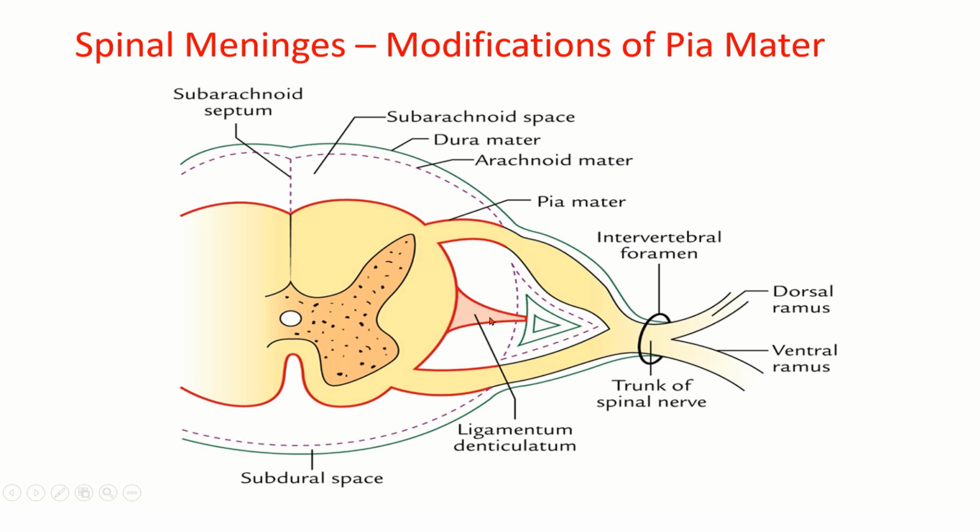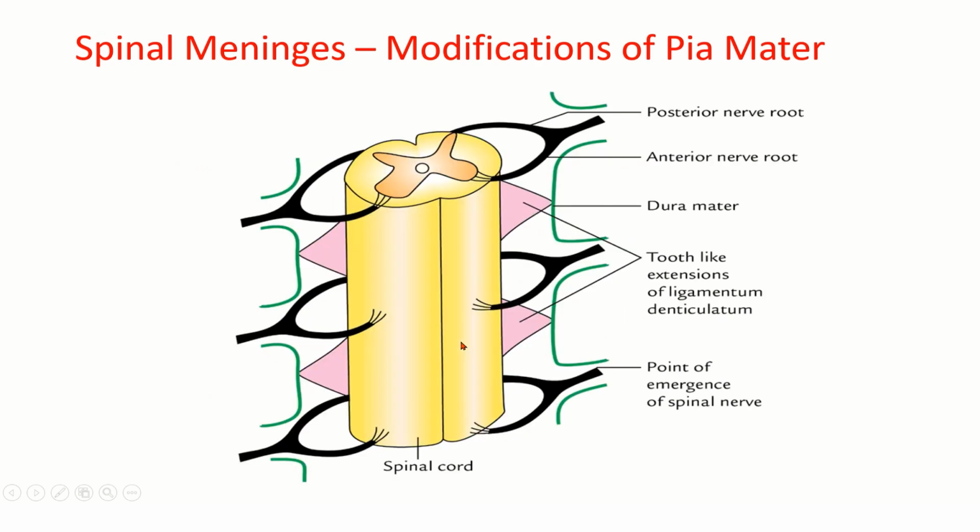The clinical importance here is that the ligamentum denticulatum acts as a landmark for identifying the dorsal sensory and ventral motor roots. If you want to relieve intractable pain, you can cut the dorsal root. To do this, you need to identify the ligamentum denticulatum and put the knife behind it. You can see here these are the ligamenta denticulata.